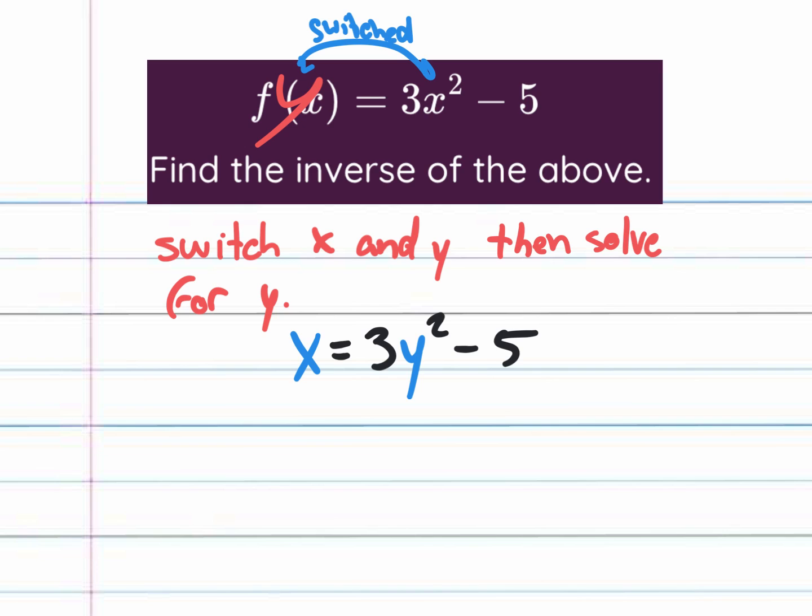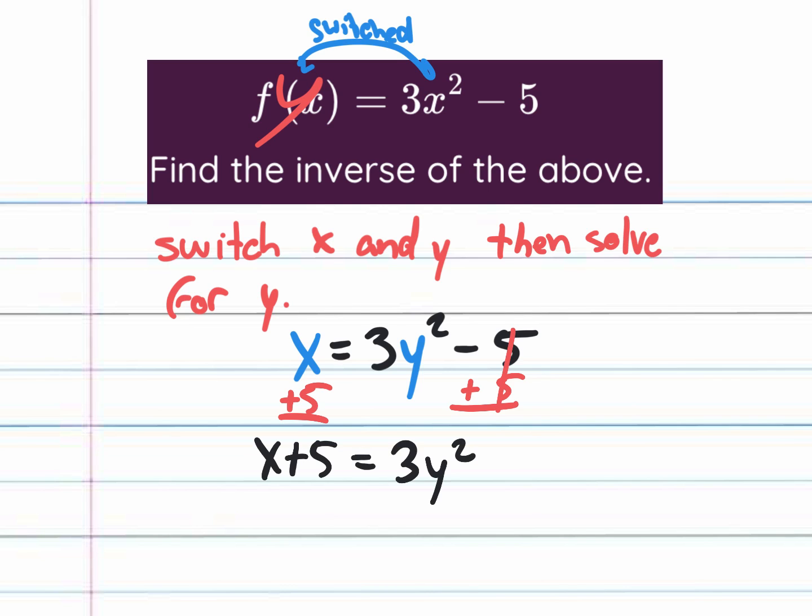What does it mean to solve for y? To get y by itself on one side of the equal sign. So let's get rid of everything except this y. I am going to add 5. What do I have so far? On the left side, I have x plus 5 equals 3y squared.